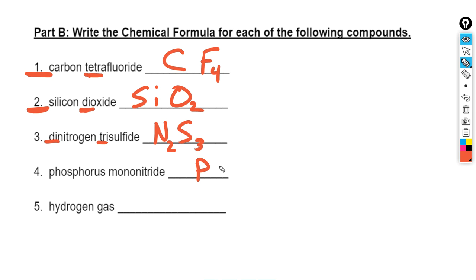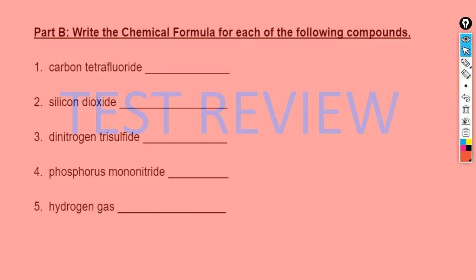Phosphorus mononitride. Do we have a prefix for phosphorus? No. Prefix for nitrogen? Yes, it's a 1, so we don't write anything. Finally, hydrogen gas is just H, and it bonds with 2 of them normally, but you don't have to know that. H or H2 is fine for your freshman year.